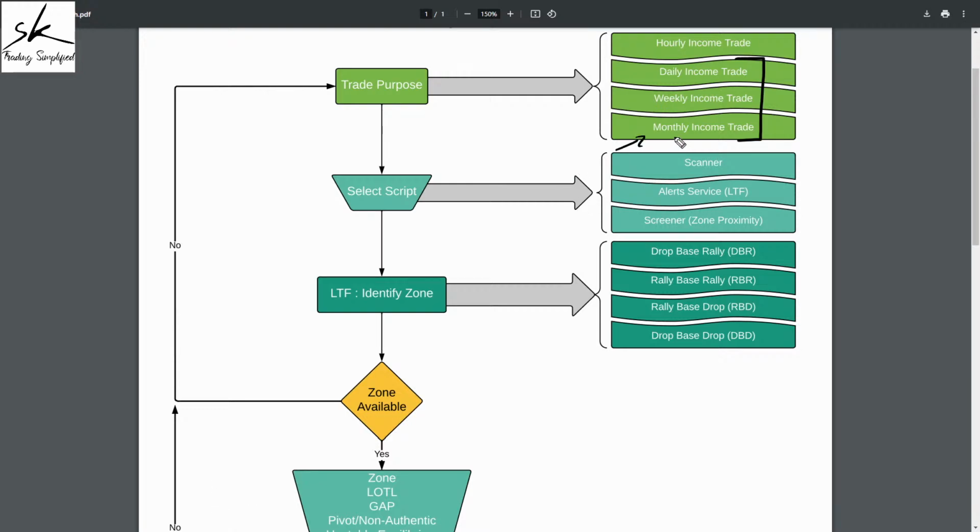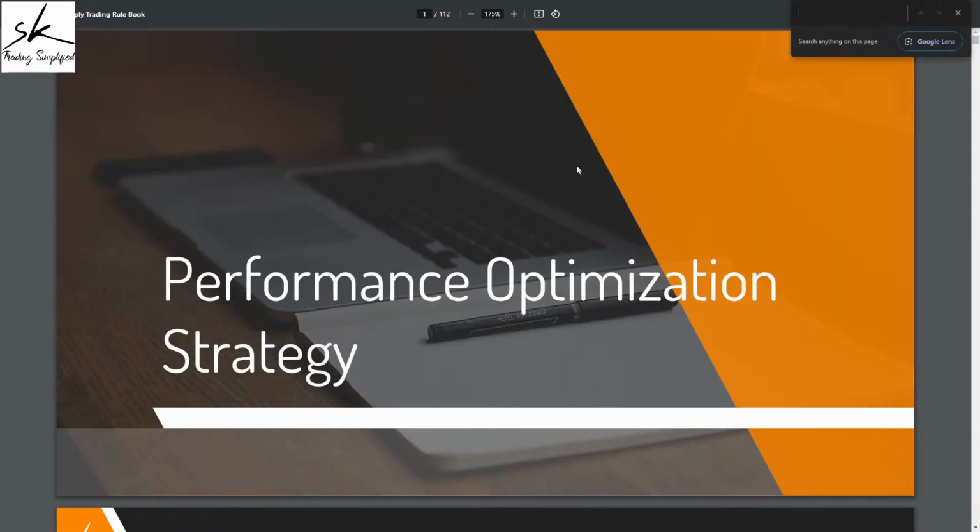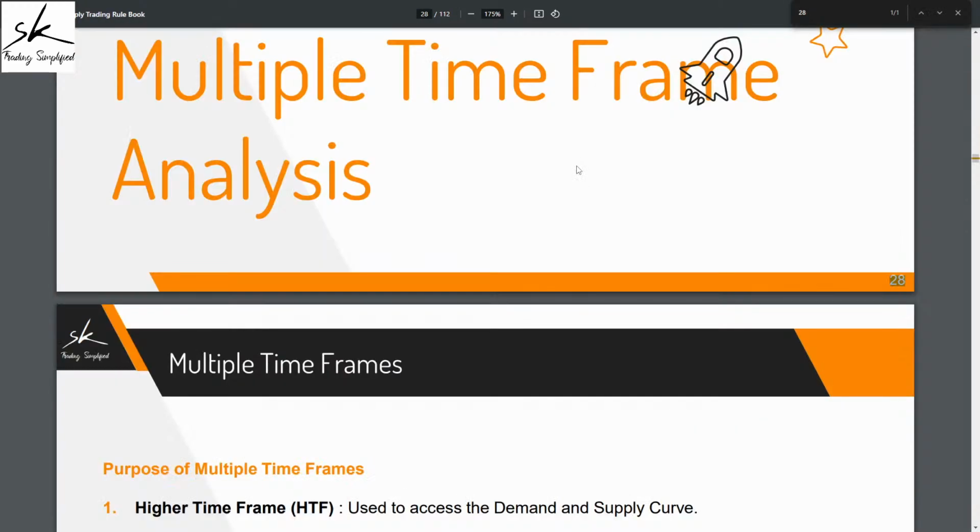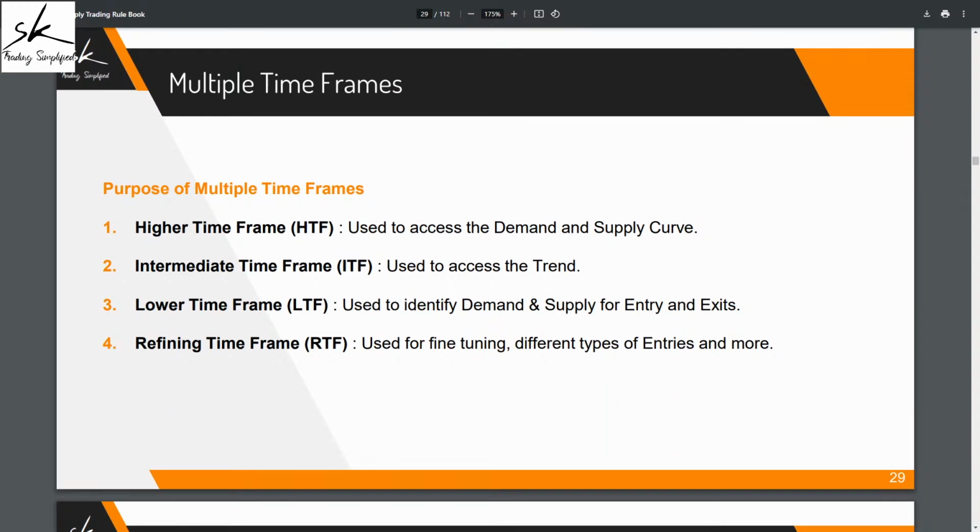So let's assume I opted that I want to plan monthly income trades. Now once I have selected my purpose of trade, what is going to happen? From the rule book, I'll get to know what time frames I should be using. So if I go to page number 28, we start with the topic which is multiple time frame analysis, because demand supply is not based on a single time frame.